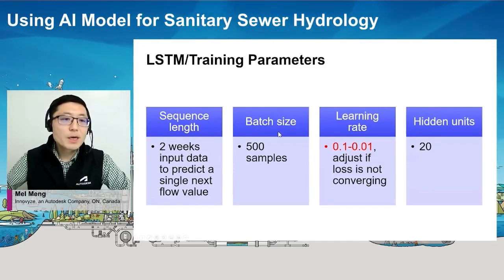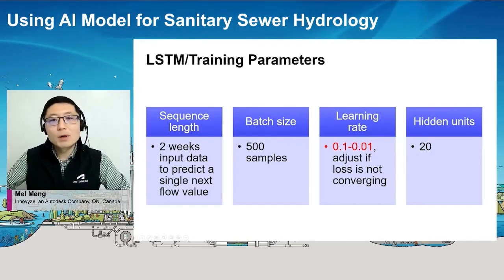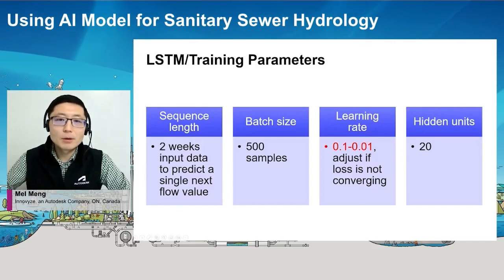And for the batch size, I use 500 samples. For the learning rate, I switch between 0.1 and 0.01, depending on how well the model is learning. And there are 20 hidden units. So I made very little changes to the architecture. Most of the things I changed are on the training side.